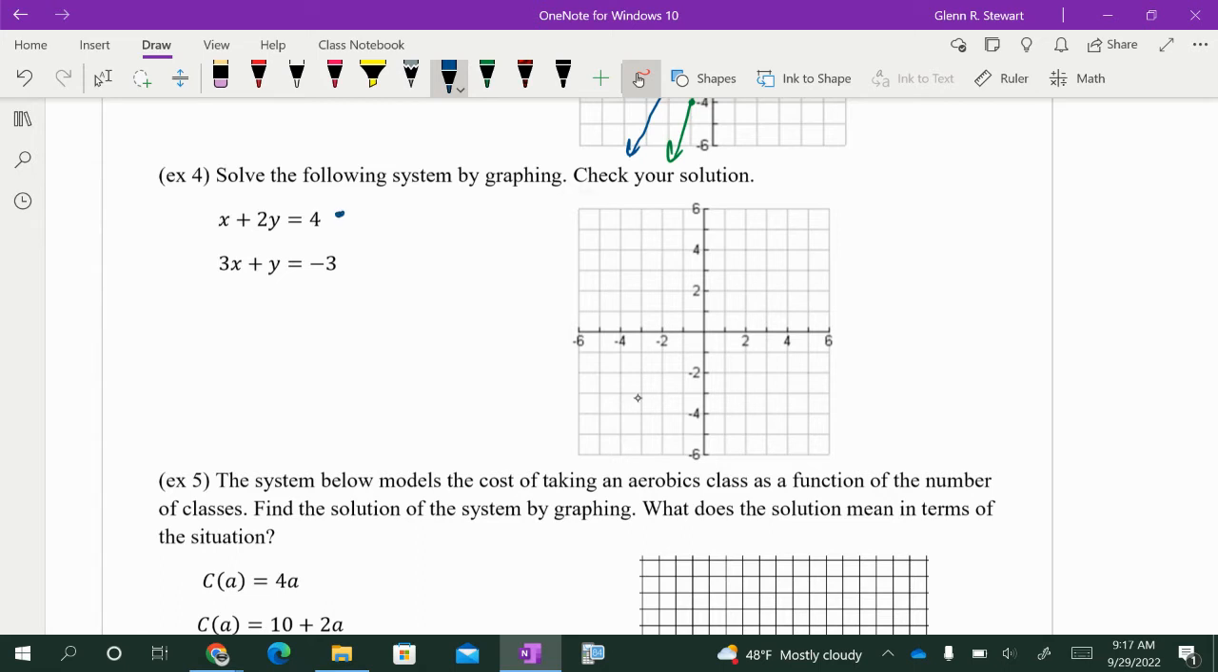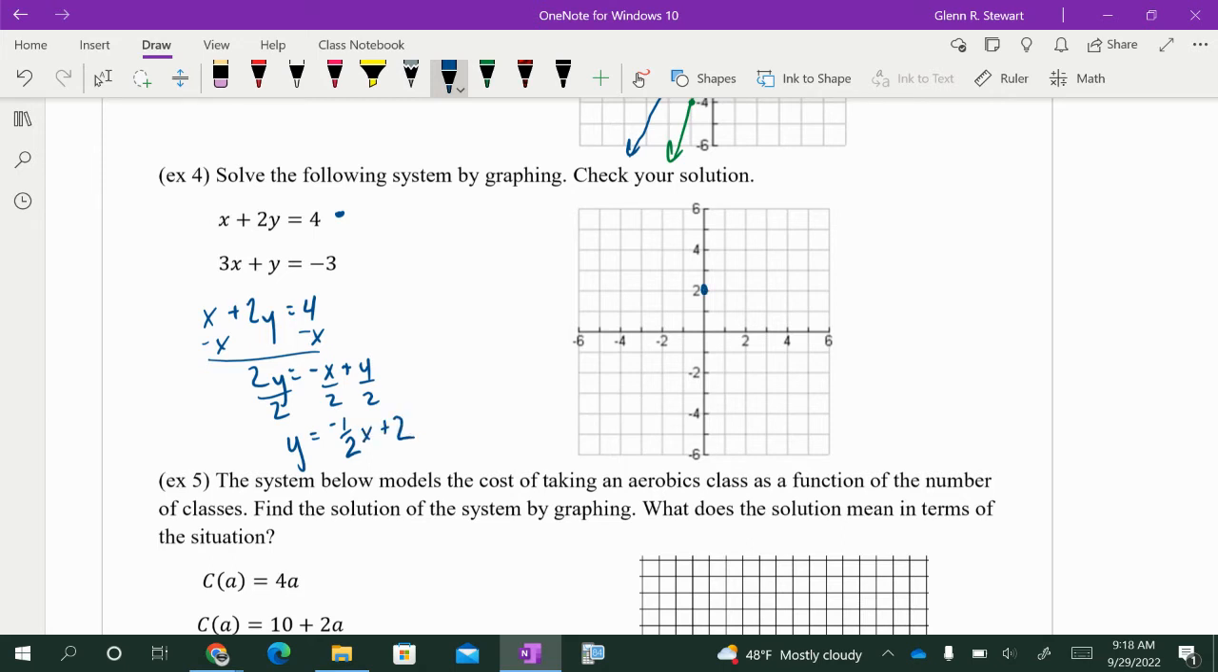So for this first one here, I'm going to do it in blue. I have x plus 2y is equal to 4. I'm going to subtract x from both sides, and then divide by 2. And this x over 2 is really 1/2, so y equals 1/2 x plus 2. And then I'm going to graph it.